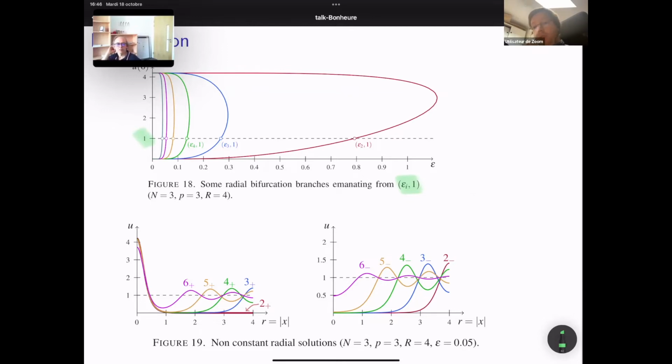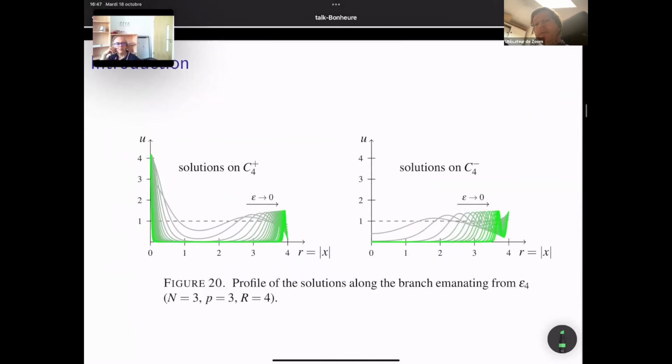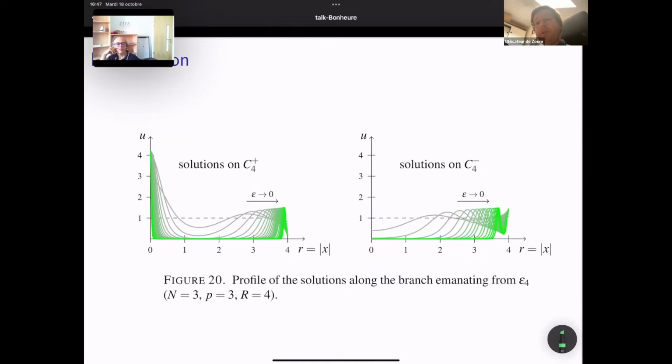And these solutions, what do they have? They have several bumps. You see, they can start with a value at 0 which can be above 1 or below 1, and they have several maxima. And when you let epsilon go to 0, you see that all these maxima are clustering to the boundary. Okay, and you have a concentration at 0 if your solution had a value larger than 1 at 0.